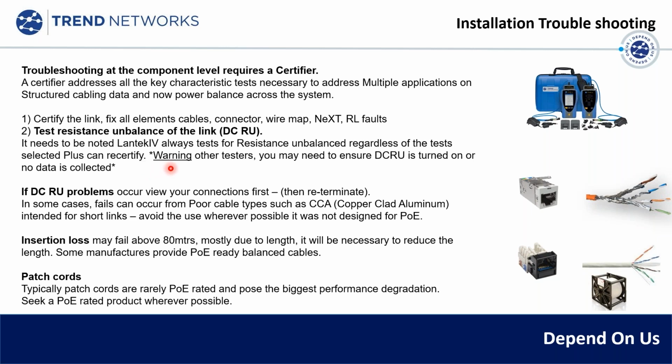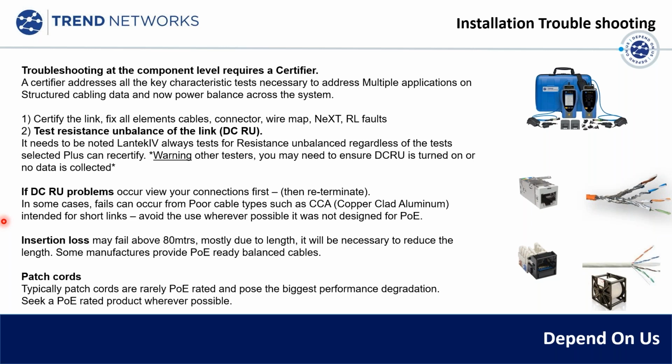I need to just help, this is intended to be helpful, a warning, anyone using other testers, you need to ensure DCRU is turned on. Make sure you select that as a part of your test, otherwise no data is collected, okay? If a DCRU problem occurs, you do need to view your connections first. You would use a TDR next to look for frequency pinch points, and of course RL if you're looking along the cable, but typically TDNEXT you would use to discover it.